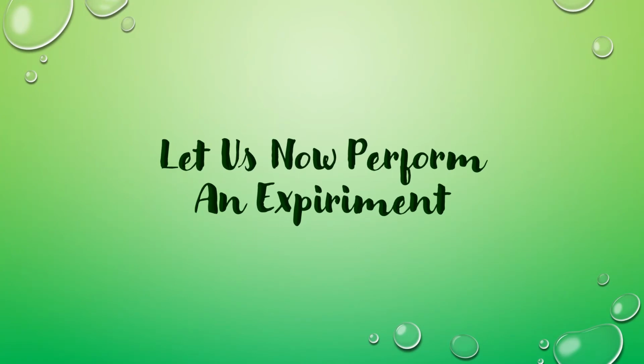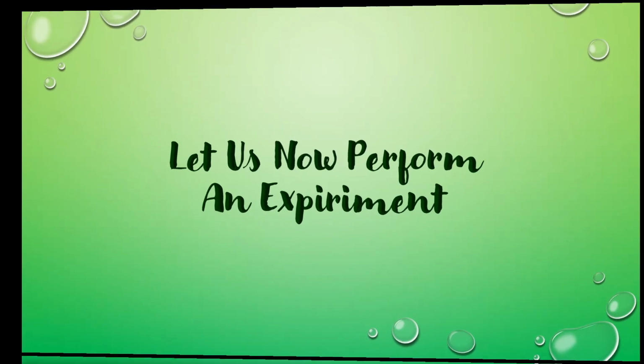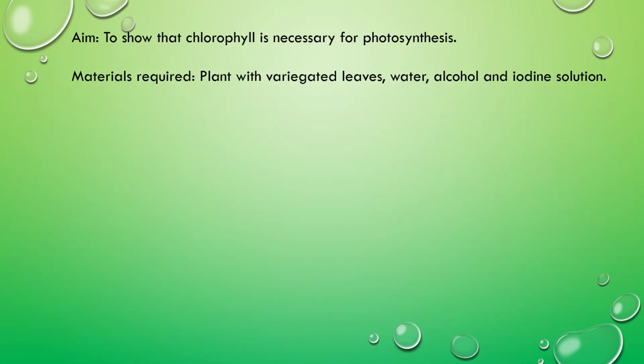So now let us perform an experiment. What's our aim? The aim is to show that chlorophyll is very required for photosynthesis. What are the materials required? A plant with variegated leaves, water, alcohol and iodine solution. I'll just show you a few pictures about these items.